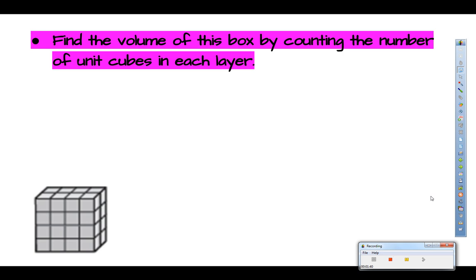All right. So to find the volume of boxes with cubes, we essentially find the volume by breaking it into layers. By breaking it into layers. And so what I want you to do right now is pause the screen and see if you can figure out how many cubes are in this box.